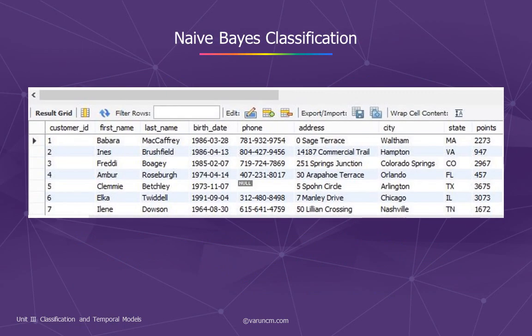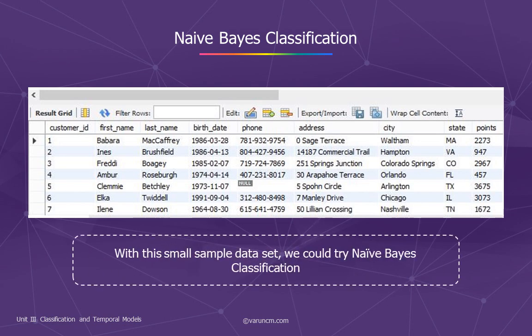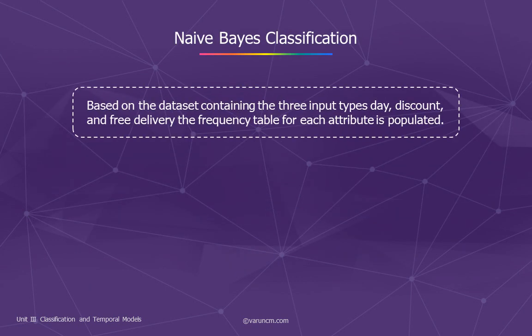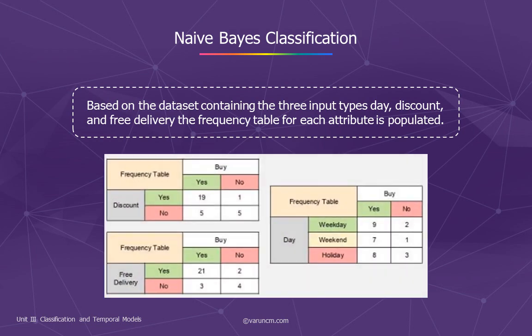I have given you a small example with a data set. Here we have different customers whose details have been given, and their method of purchasing has been recorded in this data set. With this small data set, we are going to try this classification. Based on the data set containing the three input types, the day, discount and free delivery, the frequency table for each attribute should be created. So the frequency table will be looking like this.